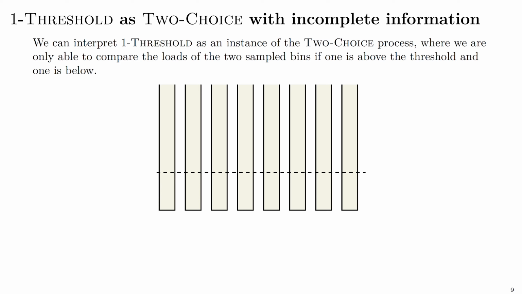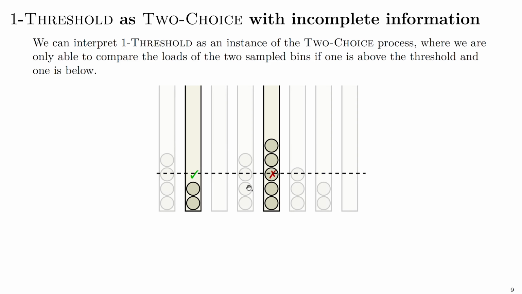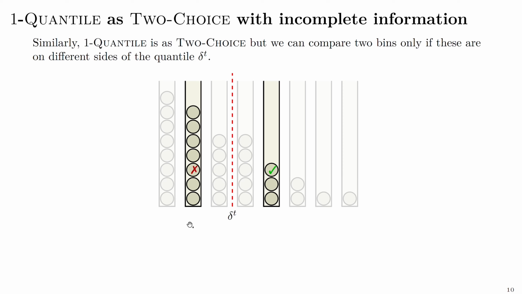Another view of Adaptive One-Threshold is as Two-Choice with incomplete information. This means that we can only compare two bins if one bin is above the threshold and one bin is below the threshold. So these bins we can compare. These bins are both above, so we cannot distinguish, and these bins are both below, so we cannot distinguish. Of course, we can also view Quantile as Two-Choice with incomplete information, but here the regions are in the rank space, not in the load space. So these two we can tell apart, and these two we cannot.